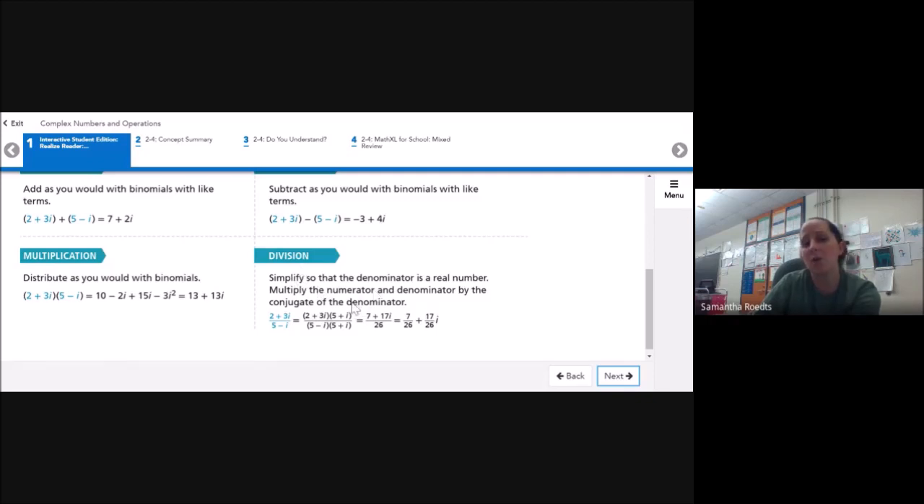And then division, multiply both the numerator and denominator by the complex conjugate. So you need to multiply the numerator and denominator by the conjugate of the denominator. So in this case, the conjugate of 5 minus i is 5 plus i. The only thing that changes is the sign in between.